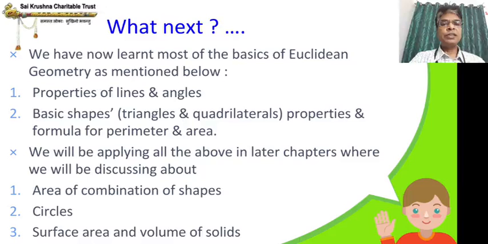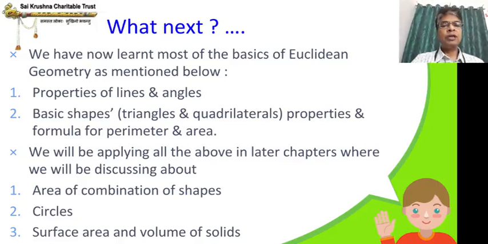So, we have seen single dimension, that is lines and angles, and 2 dimensions, that is surface area, area and perimeter, for the rectangle and triangle. Then we will go to 3 dimensions, that is solids. We will see cylinders and cones, but again for finding the surface area and volume, we will be using the properties of lines and angles and triangles.